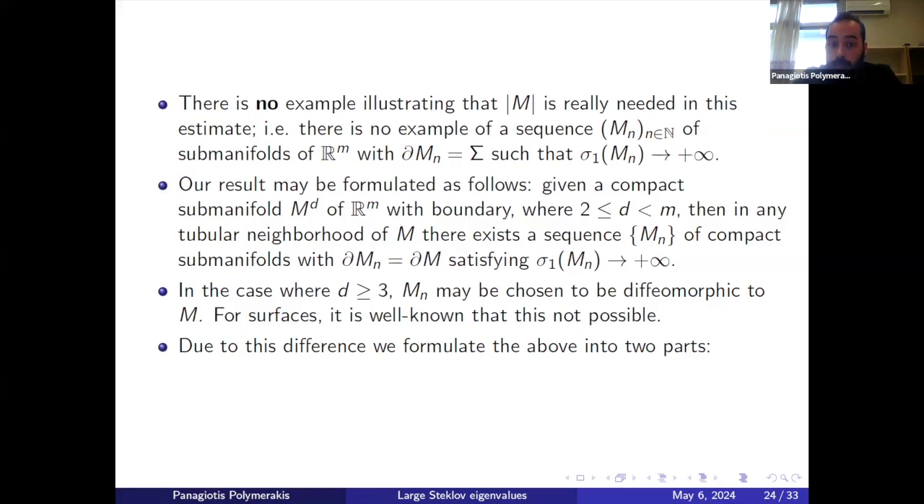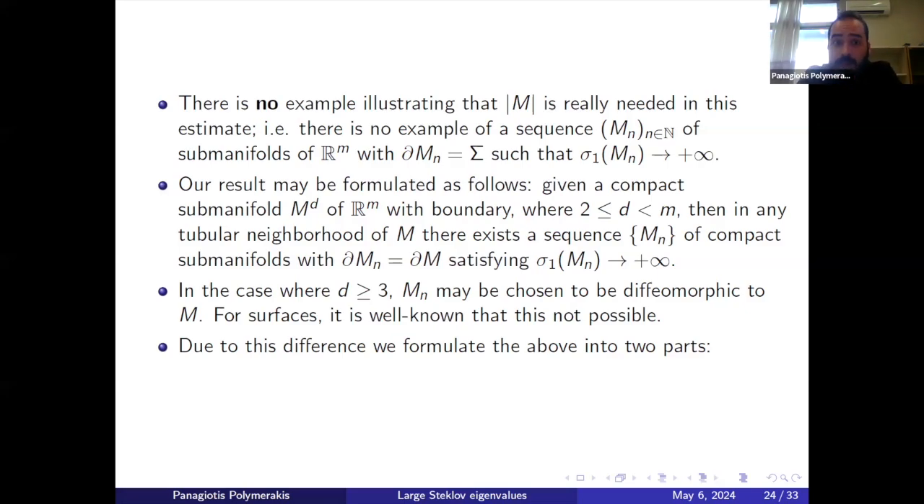So, in the second part of the talk, we'll construct such submanifolds, and actually we are able to construct such a sequence of submanifolds in any non-trivial case. More precisely, suppose that we have a compact submanifold of a Euclidean space with boundary of dimension at least 2 and codimension at least 1. So we are not interested in curves, we're not interested in domains of the Euclidean space.